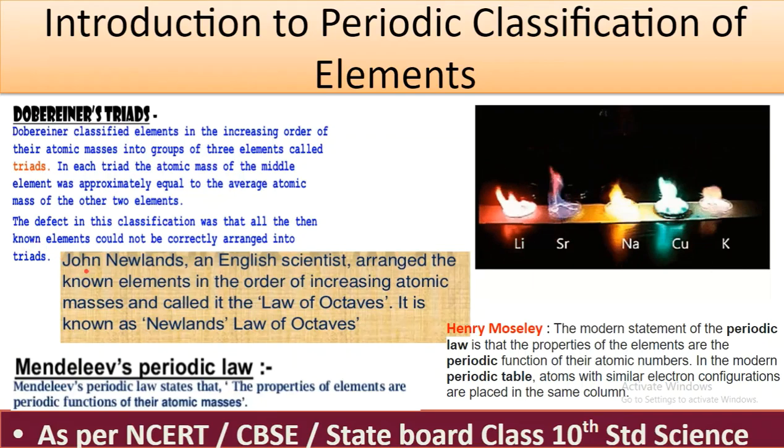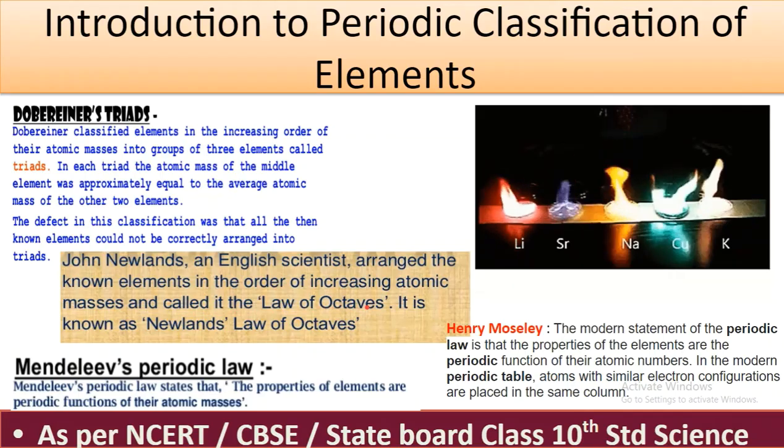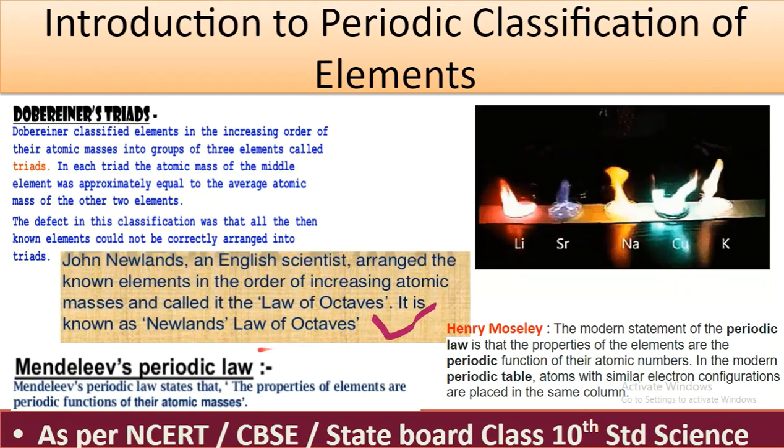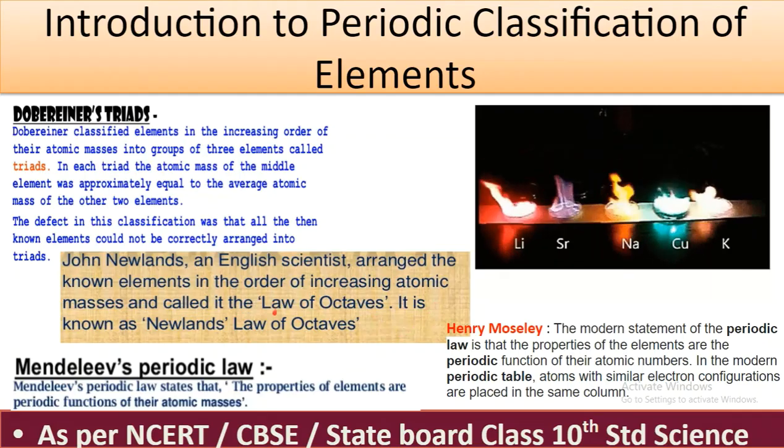Then the second theory was proposed by John Newlands, an English scientist. He arranged the known elements in the order of increasing atomic masses, and this is called the law of octaves. Usually a group of 8 elements was arranged, and it is known as Newlands' law of octaves. Due to some demerits, this theory also failed.